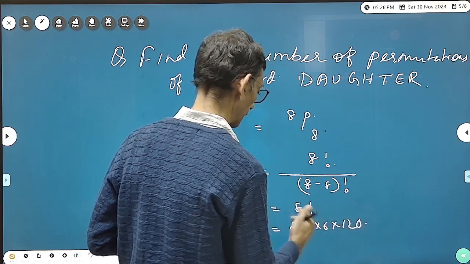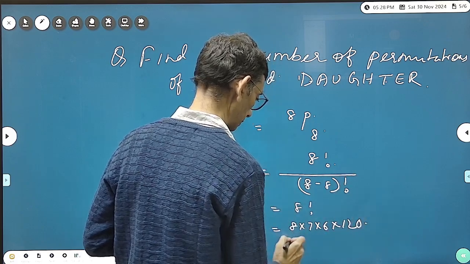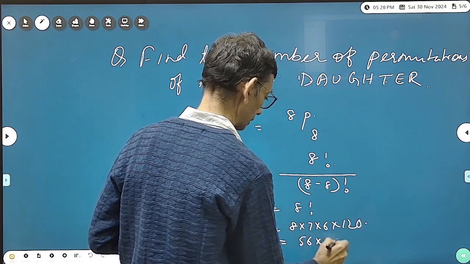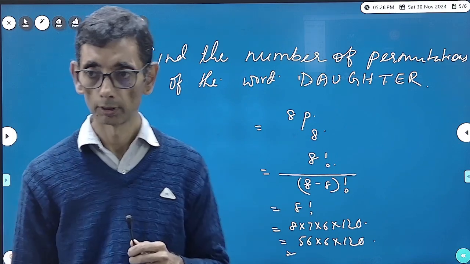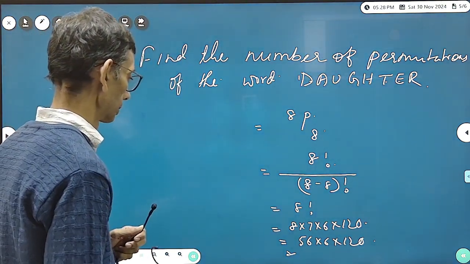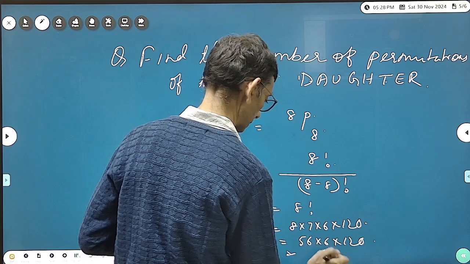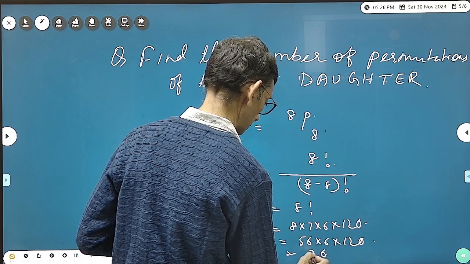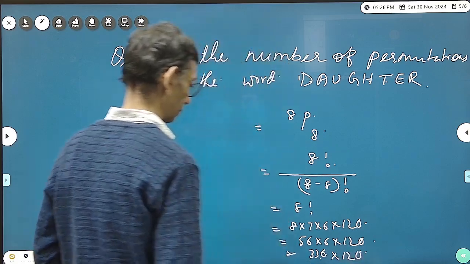So 8 into 7 into 6 into 120, because 1 into 2 into 3 into 4 into 5 is 120; that is why I have written it. 8 sevens are 56, into 6, into 120. Multiply it out. 6 sixes are 36, 3 carry, and so on.